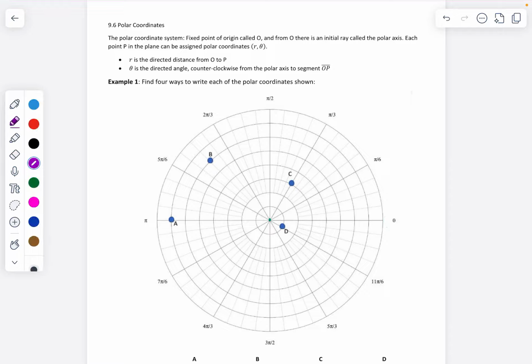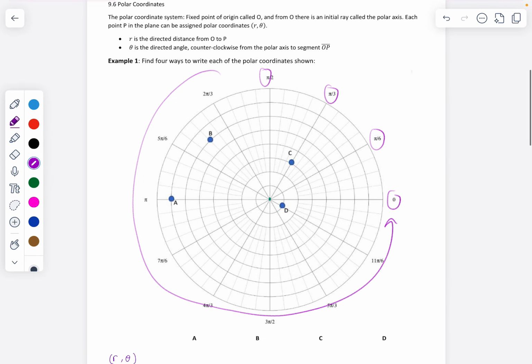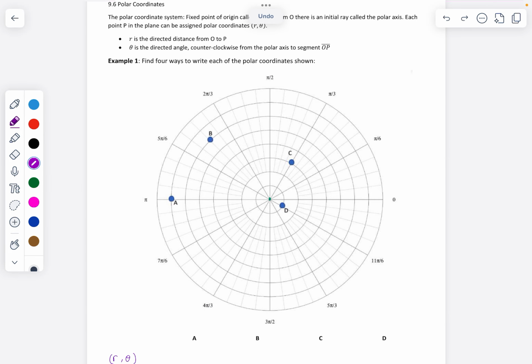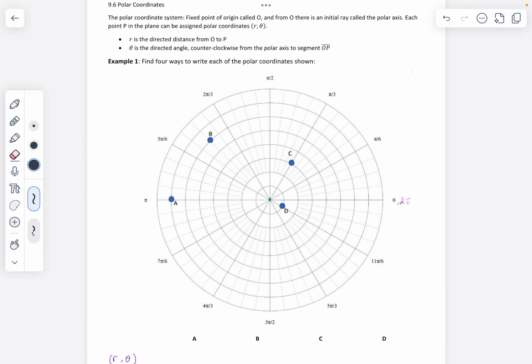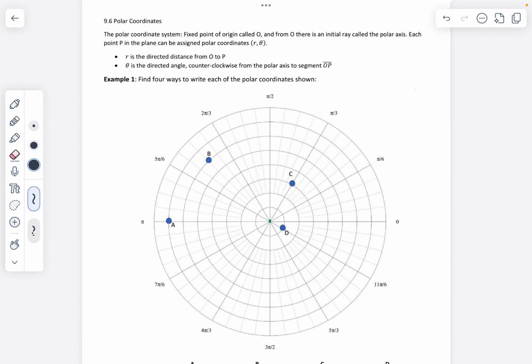So here you see that we start at 0, pi over 6, pi over 3, pi over 2, and go all the way back to 0, which you could also say is 2 pi, but we're not going to say 2 pi because 2 pi would be back at 0, since they hold the same position. All right. So that's what the polar system does.